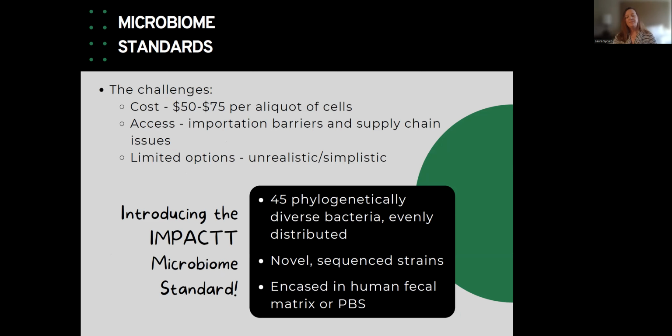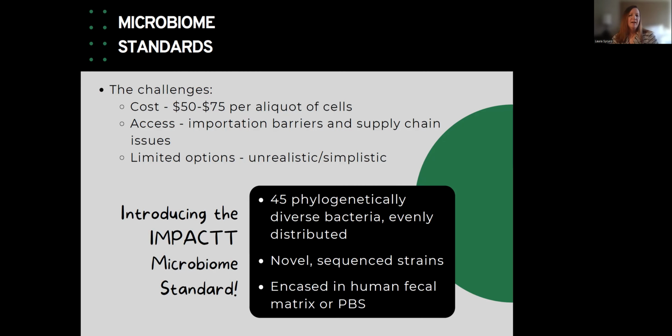Secondly, access. There are only a couple of commercial suppliers right now that we know of. We use Zymo and ATCC. We've actually had some importation barriers with ATCC because their standards are coming from the US, and even the dead cell pellets that they are shipping for these standards, if they contain group B strep or Streptococcus agalactiae, can't be imported to Canada because it's a fish pathogen. And more recently we've had some supply chain issues with Zymo taking months to show up.